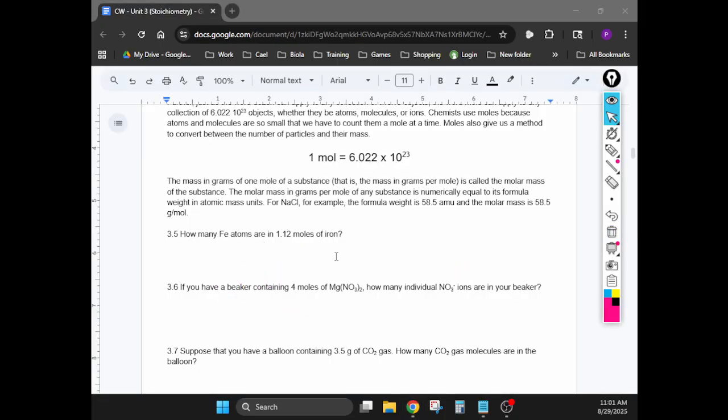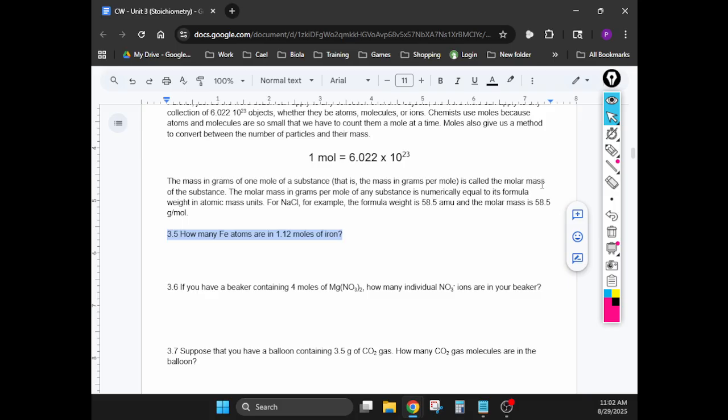All right, so using that, we can start doing conversions when we're talking about different elements and molecules. So let's start right here. It's asking how many iron atoms are in 1.12 moles of iron.